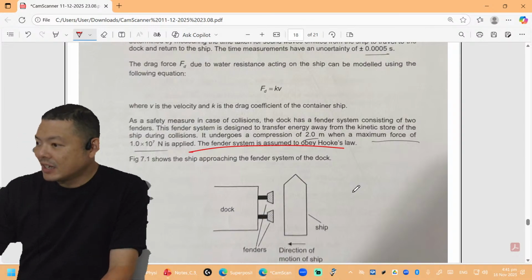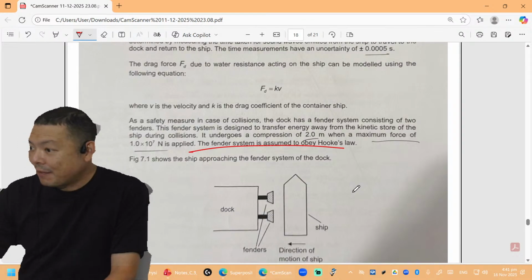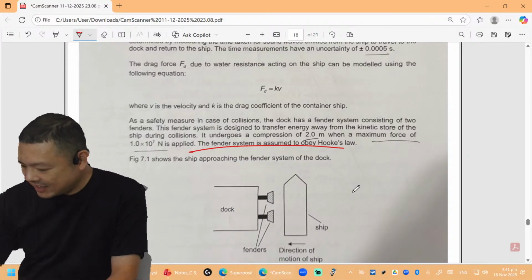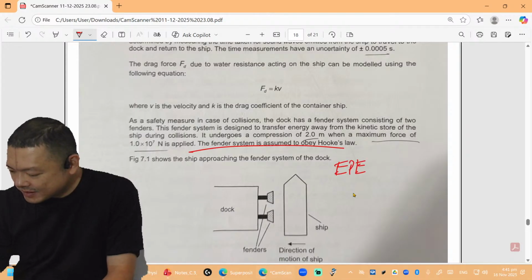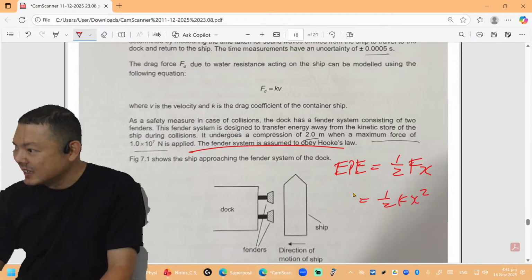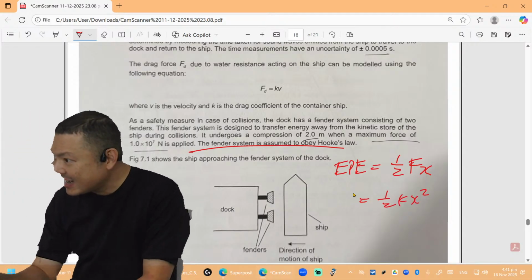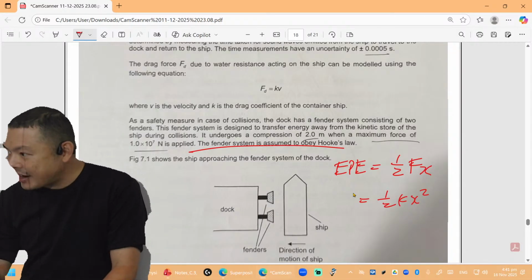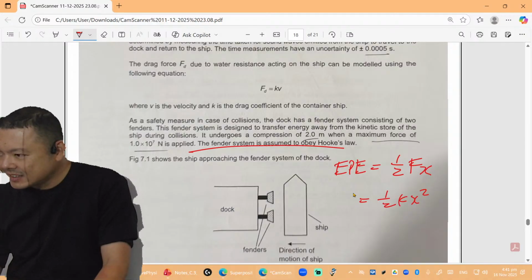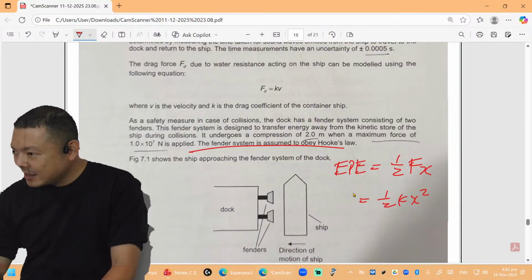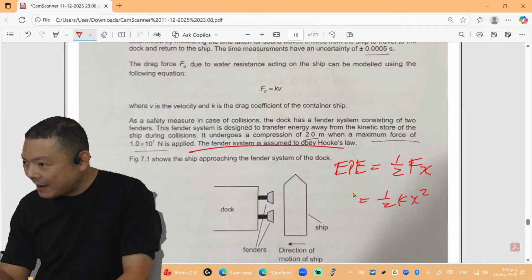Okay, guys, listen. It's half kx squared, but the equation is half Fx. EPE is half F times x, which equals half kx squared. Did you calculate k? You didn't give k, right? You could calculate k, but if you calculated k, then it's half kx squared.